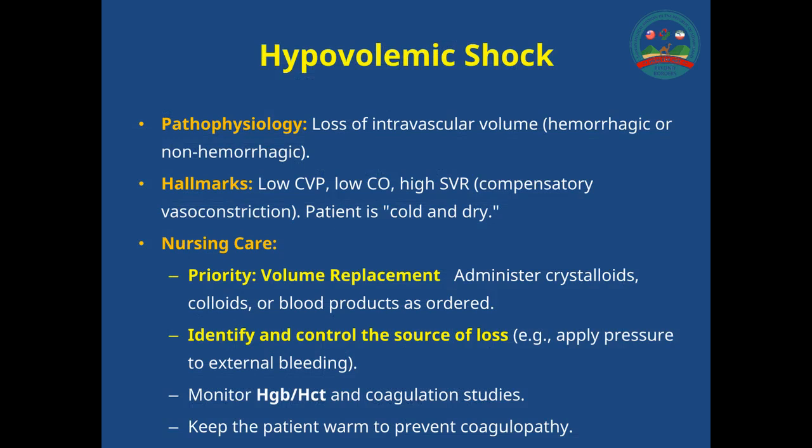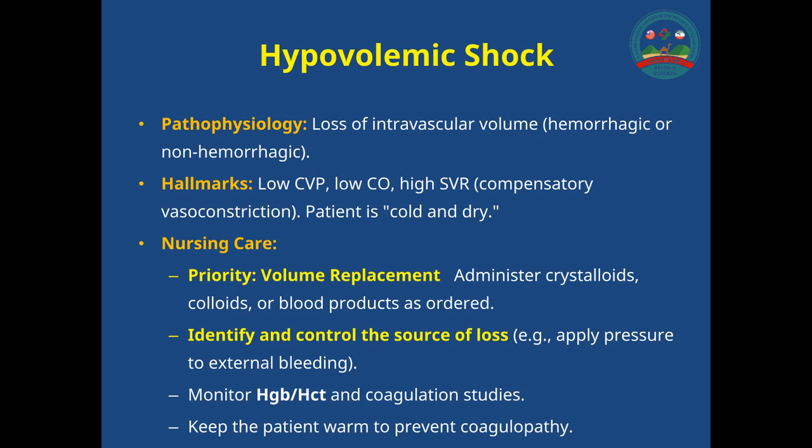This type of shock happens when the body loses too much intravascular volume, either from bleeding or from severe dehydration. Because of this volume loss, the preload becomes low, so CVP decreases. Cardiac output also drops because there simply isn't enough volume returning to the heart. To compensate, the body increases systemic vascular resistance, so SVR goes up. Clinically, the patient often appears cold and dry.